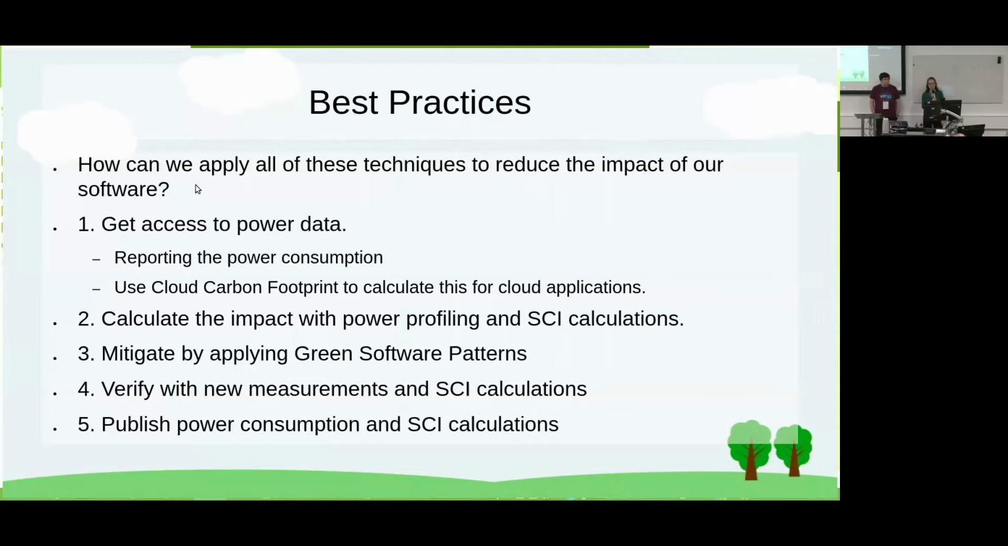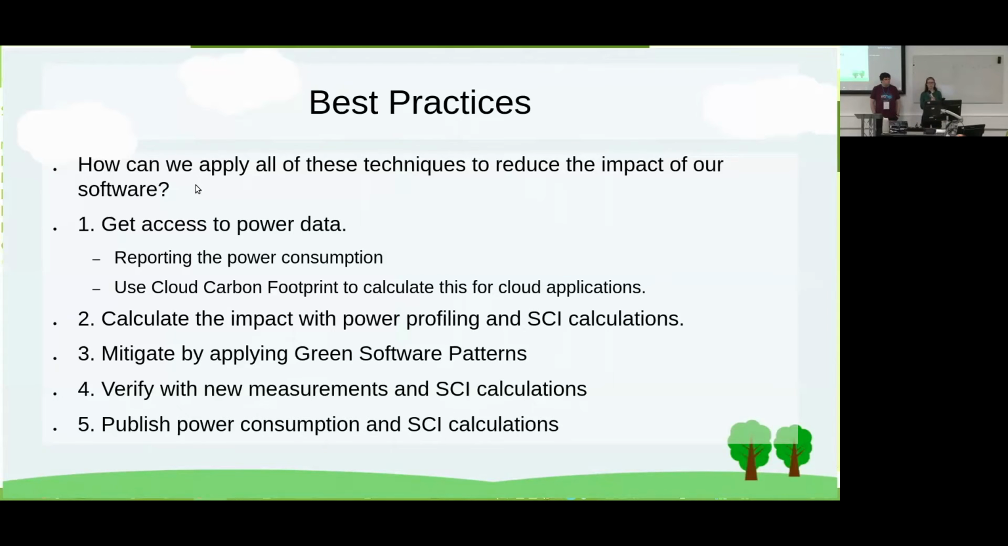By applying some design patterns, green software design patterns, as we just covered, you might be able to mitigate some of the impact. You can verify with new measurements and new calculations. So if you do improve things, try and recalculate and then see how much better you've done.